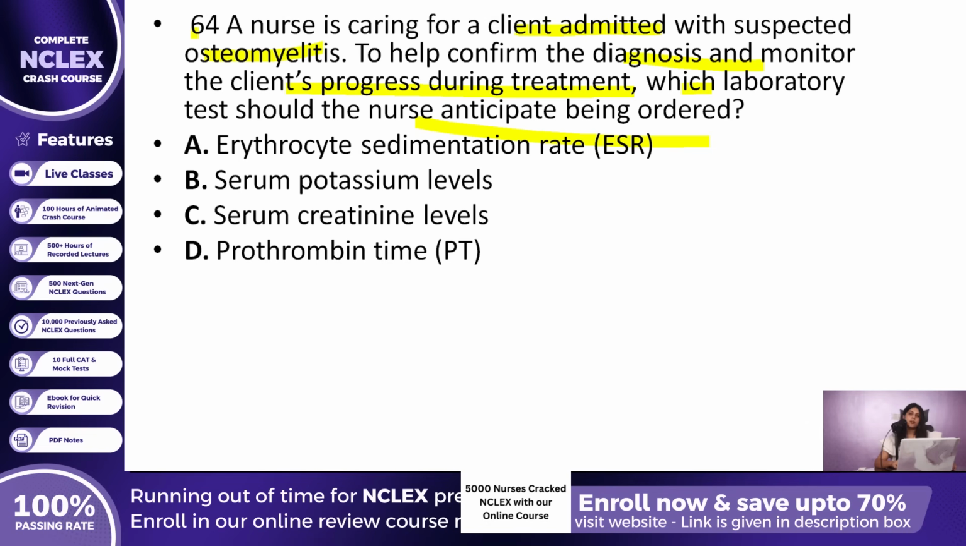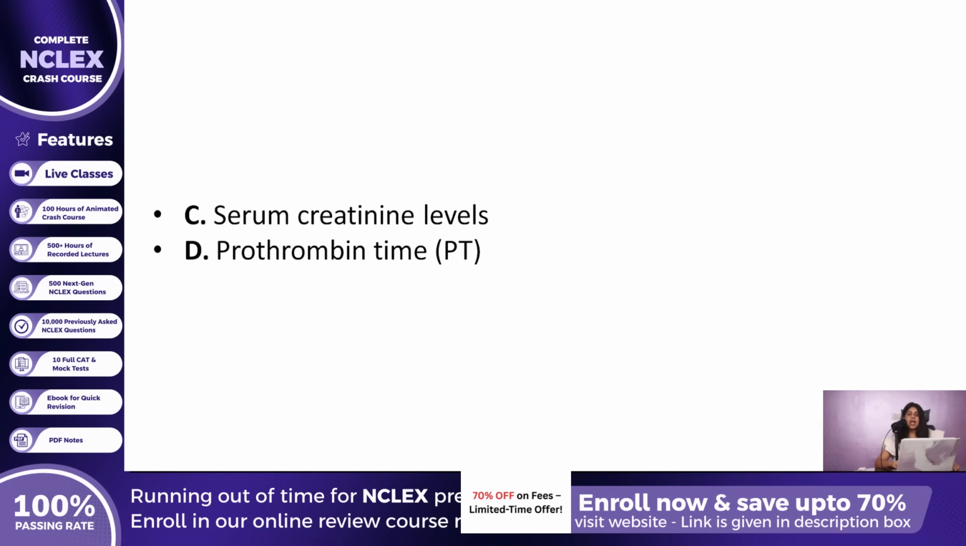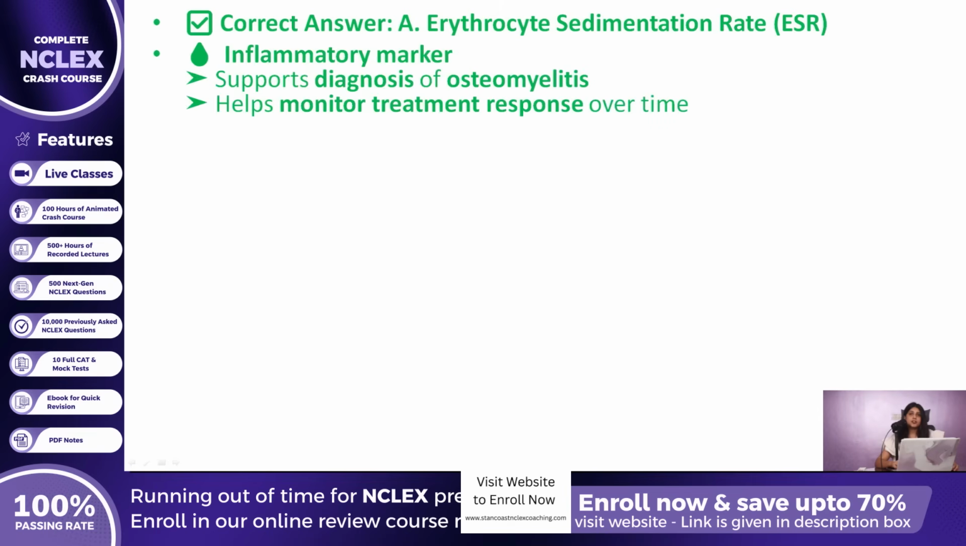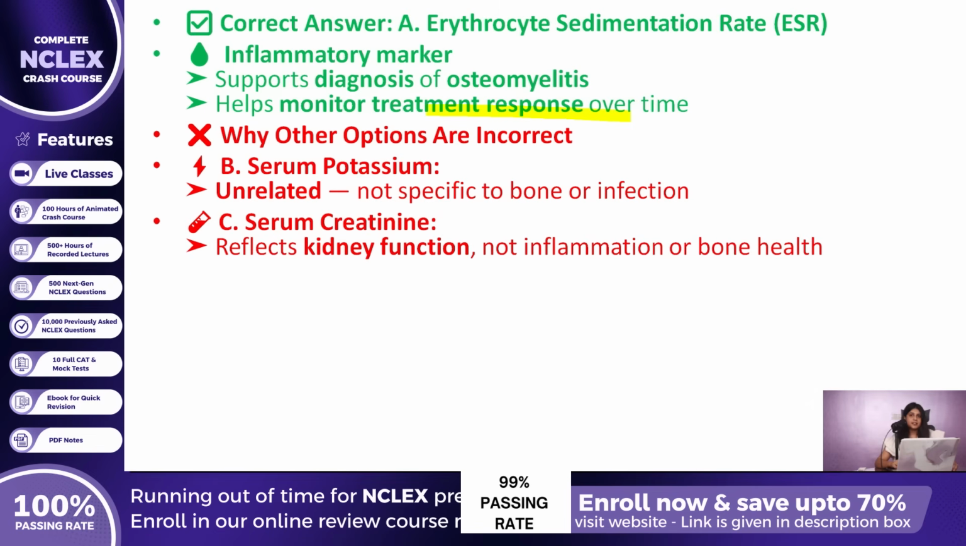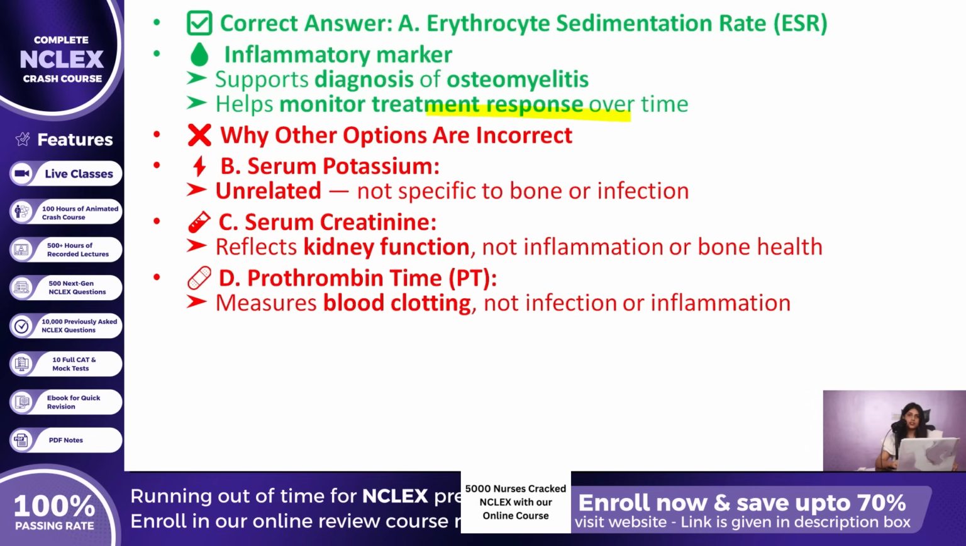The correct answer is option A, erythrocyte sedimentation rate, ESR, as it is a common inflammatory marker used to support the diagnosis and monitor treatment of osteomyelitis. Option B, serum potassium, and option C, serum creatinine, are unrelated to bone infection. Option D, prothrombin time, assesses clotting, not inflammation. ESR helps track response to therapy in osteomyelitis.